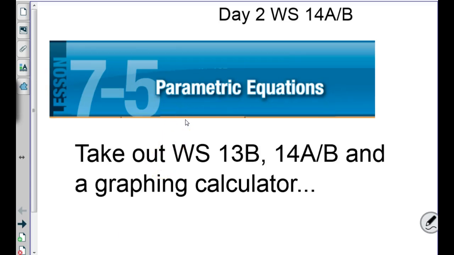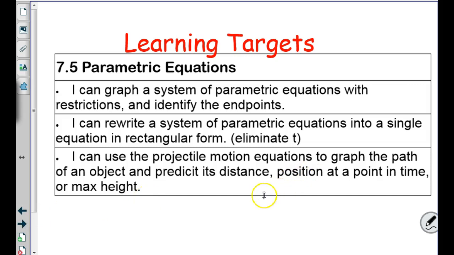We're doing day 2 on parametrics. We're going to talk mostly about projectile motion today. This is the big and exciting part. But we're going to have some weird eliminate t questions that you would not have thought of, okay? And we're going to spend just a second looking at inverses, because you can graph them really easily in parametrics. And then we are going to start with a warm-up on revisiting how to graph it all.